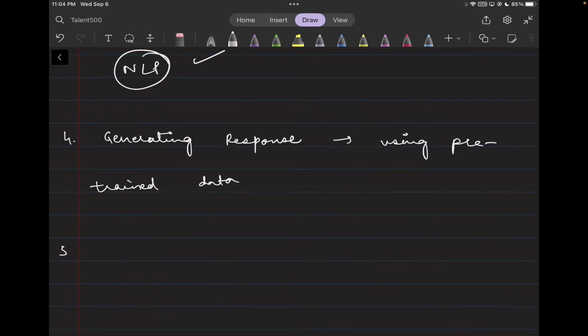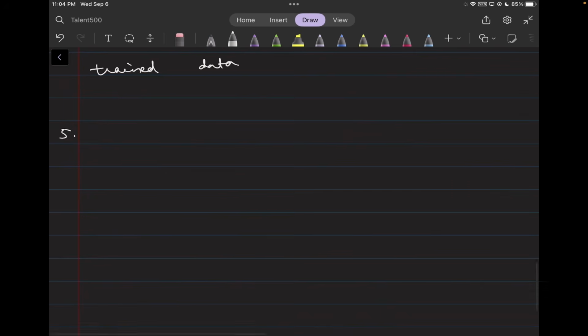Now after this, what is the next step which we have here? That is providing accurate response. How is it going to ensure that whatever response it is providing is accurate? This chatbot is going to check the response for accuracy and relevance to the user's query. It is also going to rephrase the response, and it will also ask follow-up questions to improve the relevance of the response.